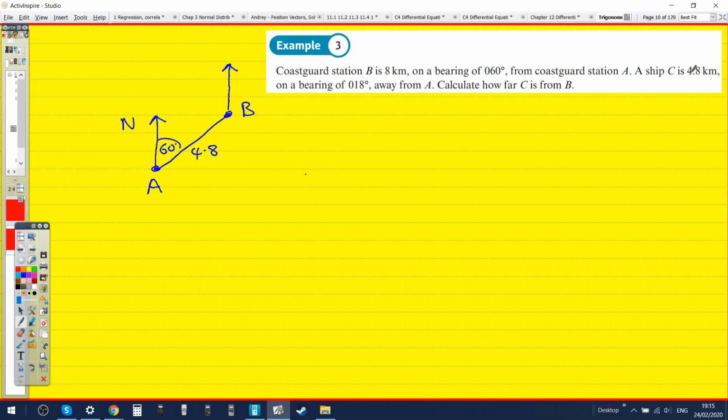Oh, and then a ship C. Sorry, a ship C is 4.8. Is that right? This one's 8 kilometers. And then ship C is 4.8 from A on a bearing of 18. So it's going to be like that. That is 4.8. That's ship C. Okay, so you have to find the distance.